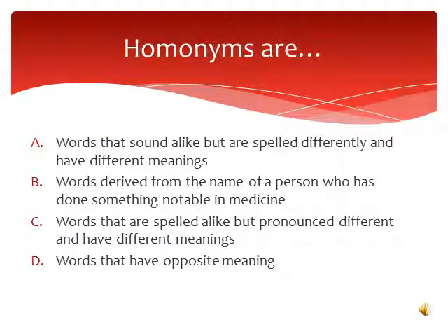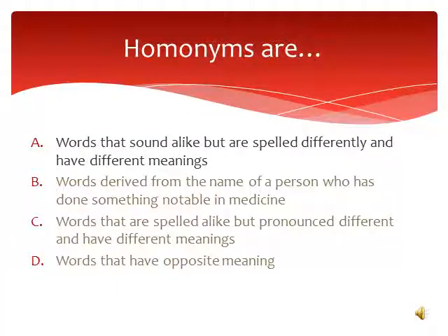And our next question. Homonyms are: A, words that sound alike but are spelled differently and have different meanings. B, words derived from the name of a person who has done something notable in medicine. C, words that are spelled alike but pronounced differently and have different meanings. Or D, words that have opposite meaning. And by process of elimination, I'm sure you all got this one correct. Go to the next slide. And A is the correct answer.